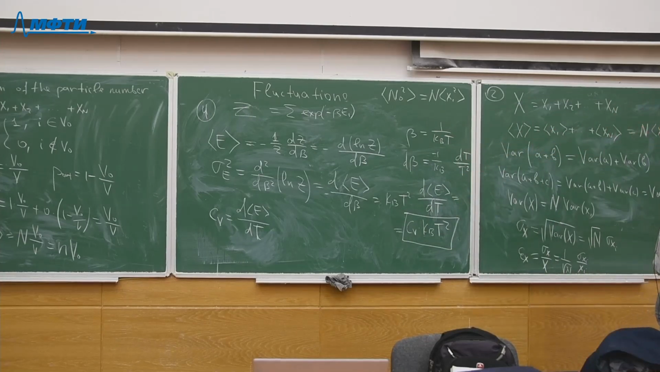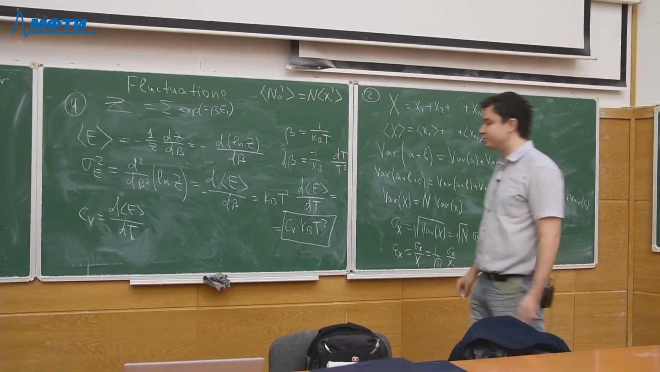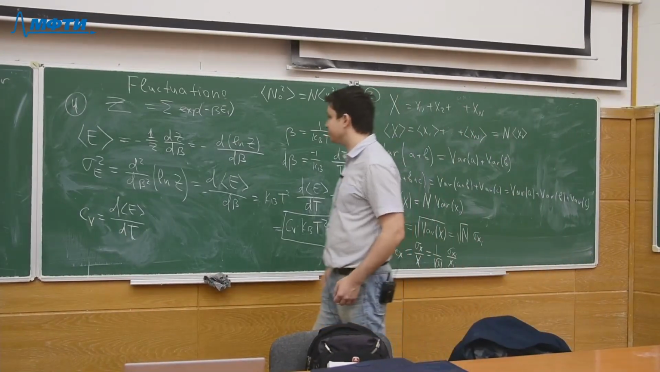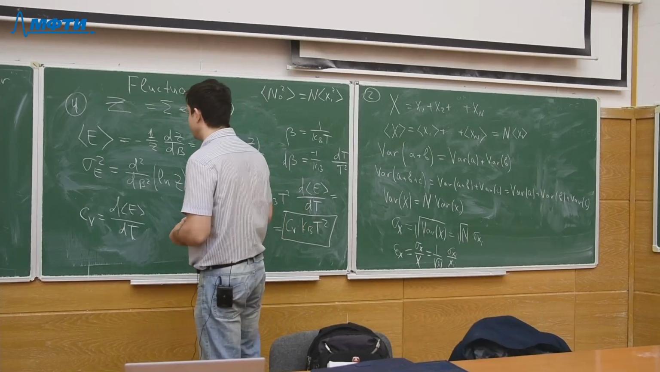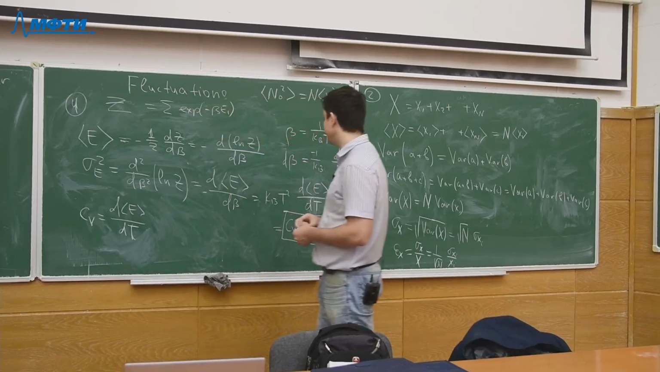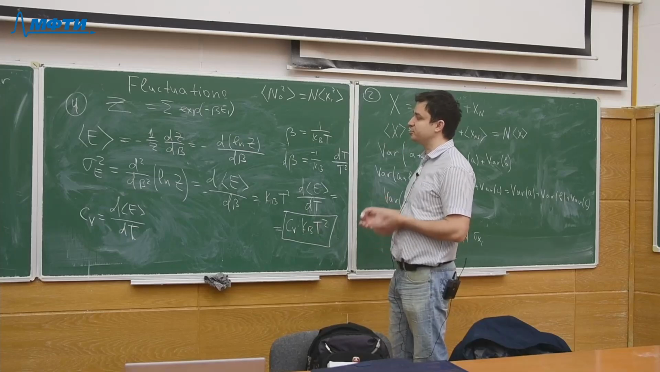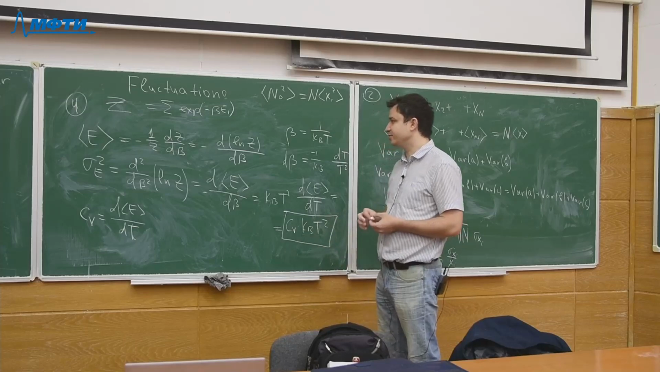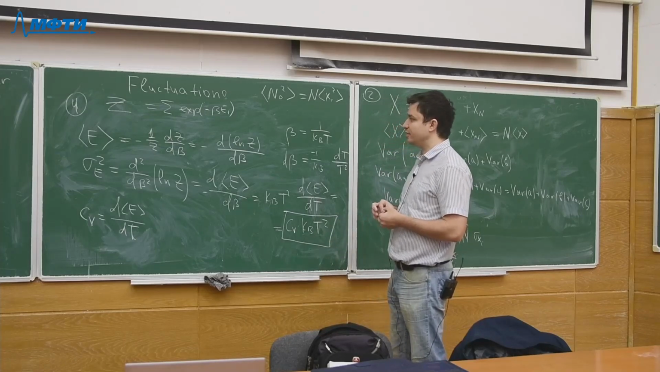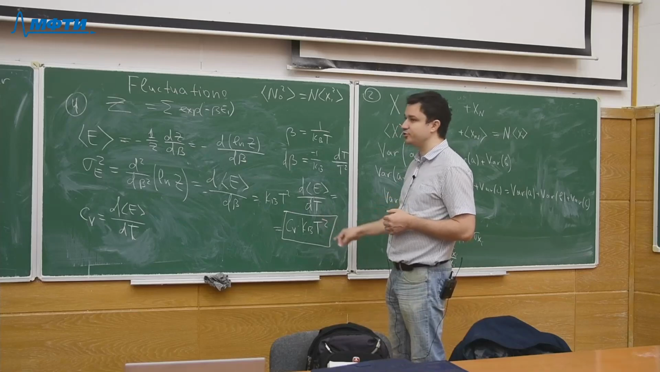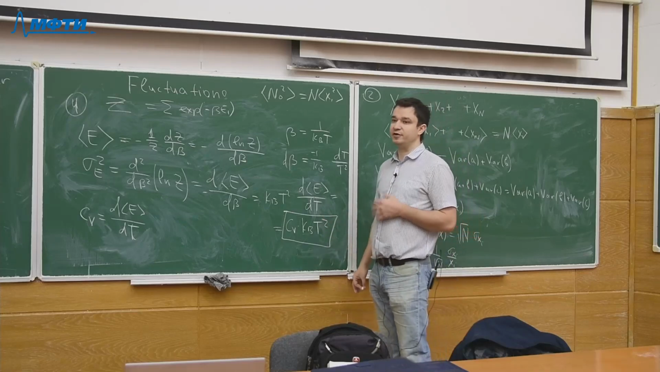That's the end. So if you know, for example, heat capacity at constant volume, then you can easily calculate the fluctuations of energy. What's good about this is that you actually don't need to know the partition function, you just need to know this single variable. So what is good about this equation is that you can calculate fluctuations from thermodynamic variables.